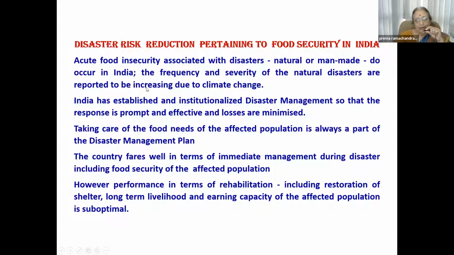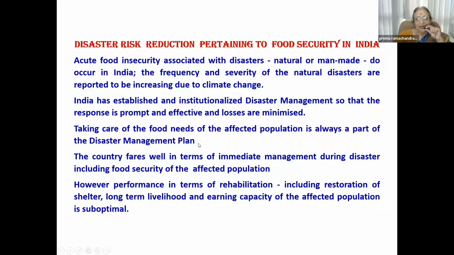Essentially, if we look at it in acute food insecurity associated disaster, it is mostly natural in India. Frequency and severity are increasing, we have no doubt about it. But because of the tradition of having so many disasters across the year in different parts of India, India has established and institutionalized a disaster management program. To some extent, it is very prompt in its response and it is effective in reducing losses. Taking care of food needs of the affected population has always been a part of disaster management plan.